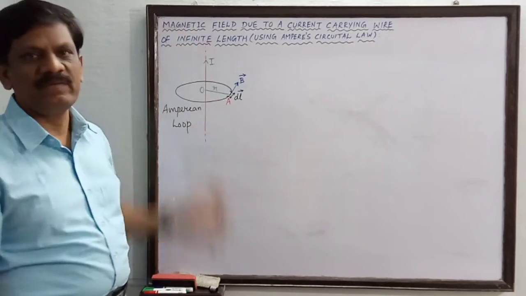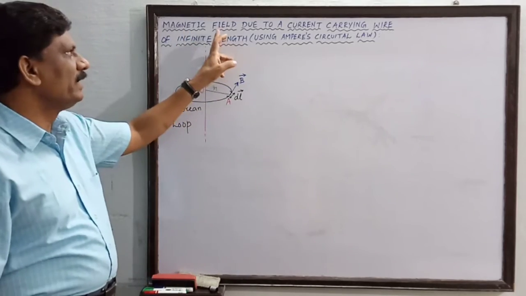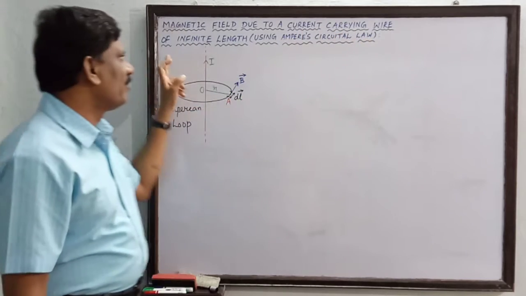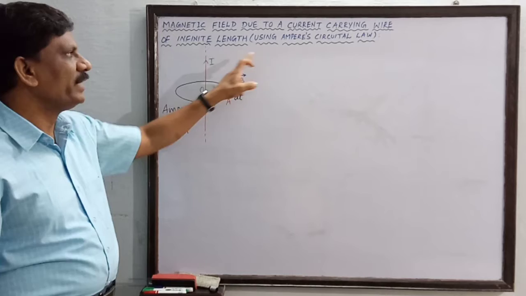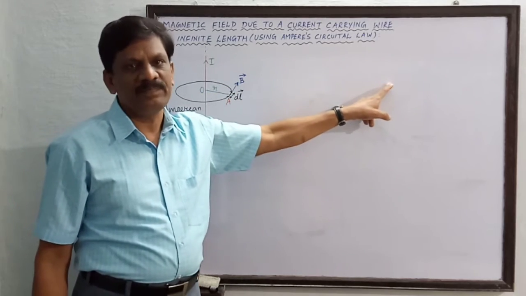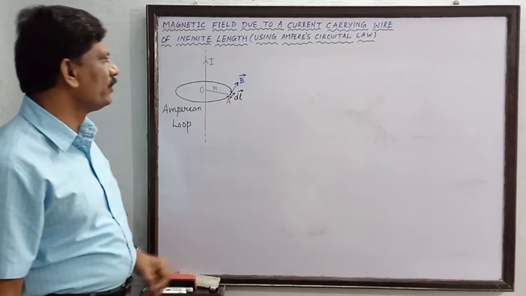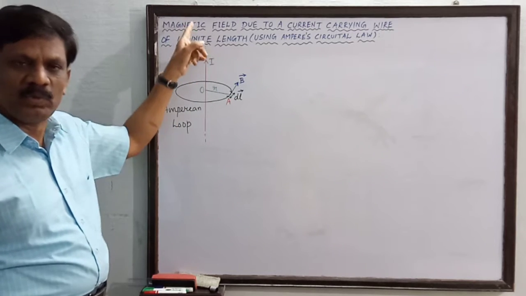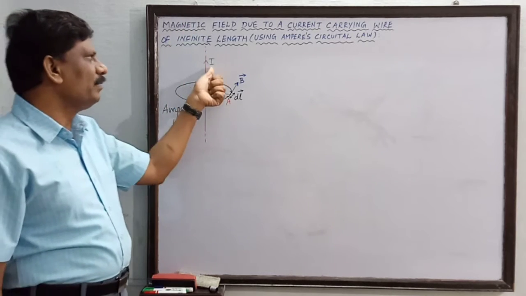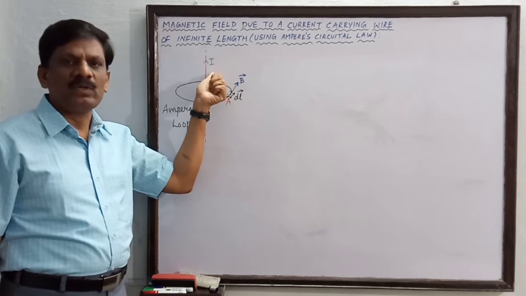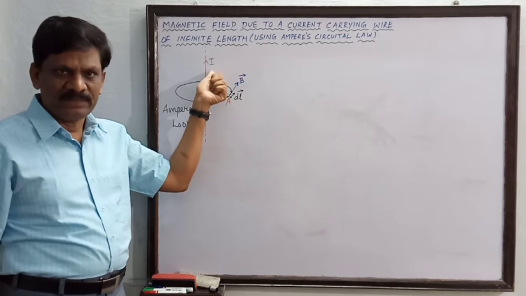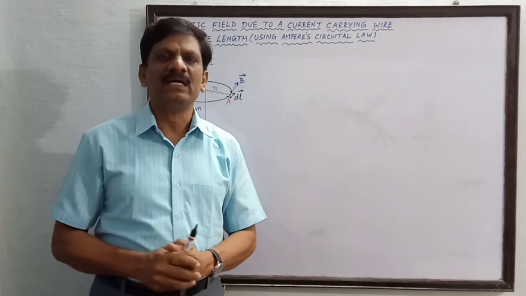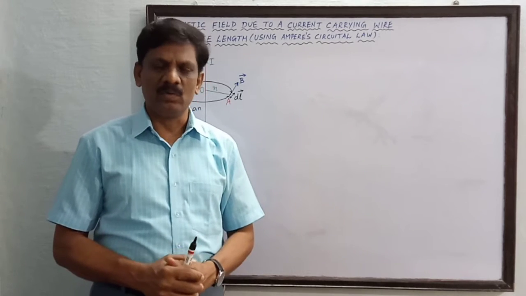Today we are going to derive an expression for the magnetic field due to a current carrying wire of infinite length by using Ampere's circuital law. Now in the picture you can see there is a current carrying conductor which is extending up to infinity. So let I be the current flowing through the conductor in the upward direction, and we have already studied the Biot-Savart law and also the right hand thumb rule.